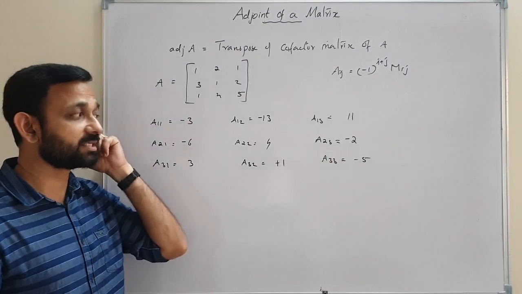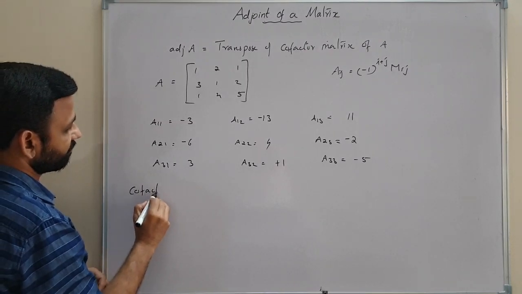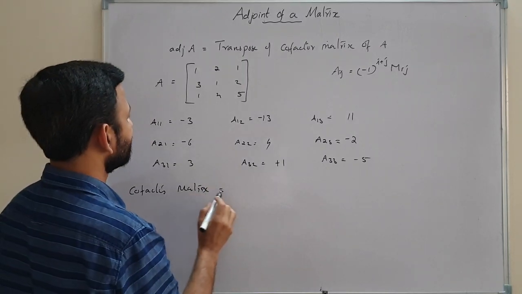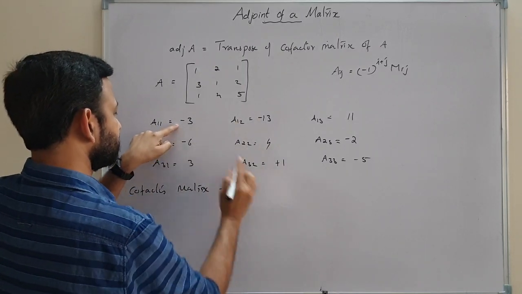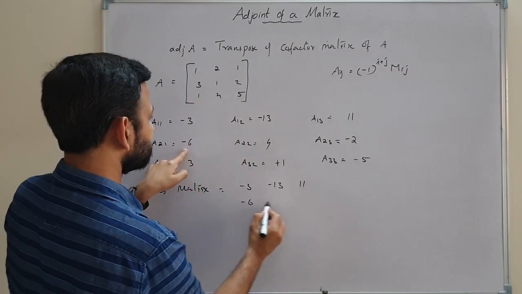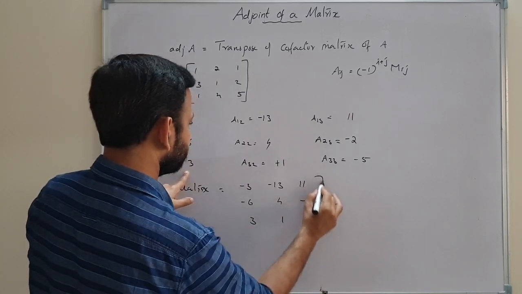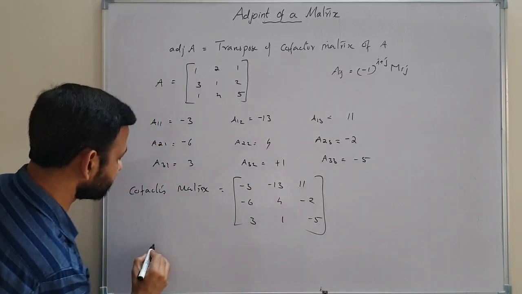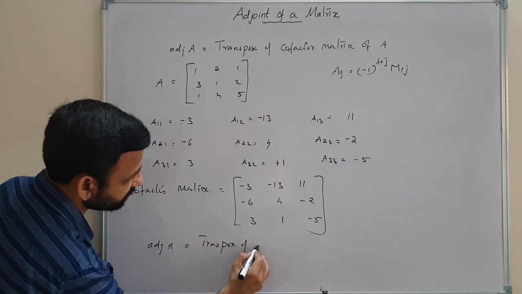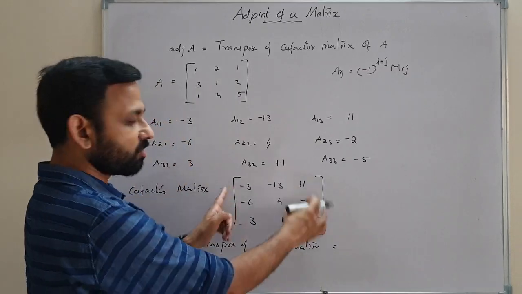So now we got the cofactors of that matrix. Then the cofactor matrix is, corresponding matrix: minus 3, minus 13, 11, minus 6, 4, minus 2, 3, 1, minus 5. This is the cofactor matrix. Then adjoint A is equal to the transpose of the cofactor matrix.